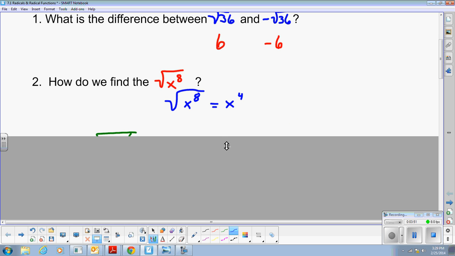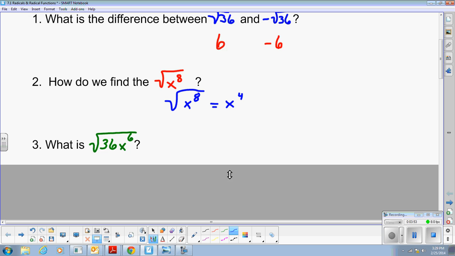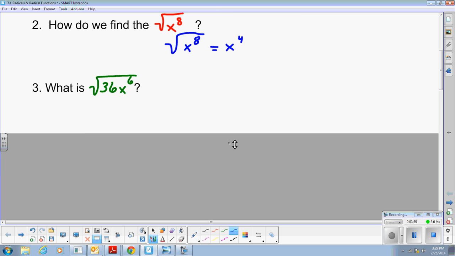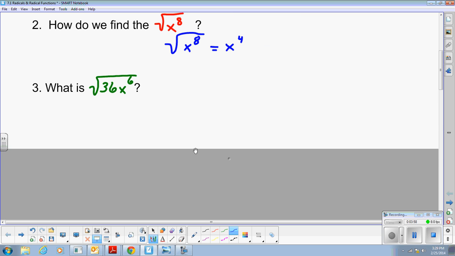I'll be showing you more examples here that have variables in them. So here is, what is the square root of 36x to the 6th? When you have a number inside the square root symbol and an expression like x to the 6th power, this is a monomial.